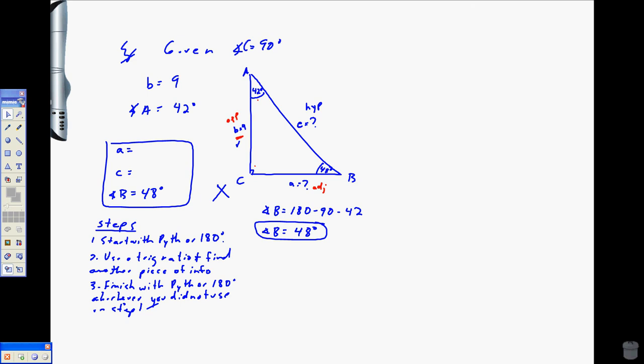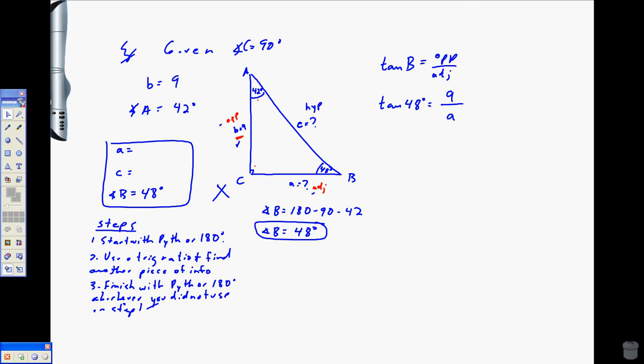Let's find side A. So opposite and the adjacent. What trig ratio is that? If you said tan, you were right. So the tan of B, I have to use B. That's what we named our sides from. So the tan of B is opposite over the adjacent. So the tan of 48 degrees. The big mistake some people make is they'll put tan A in there after they've named the sides from B. Well, whatever angle you start naming things from, that's the angle you have to use. So the tan of 48 degrees is 9 divided by little a.